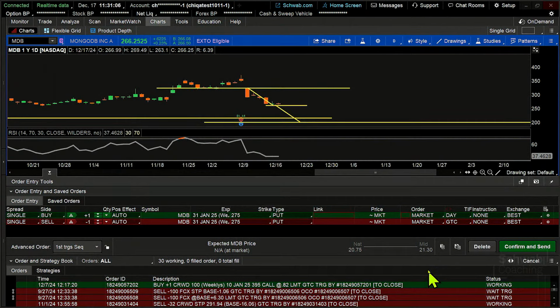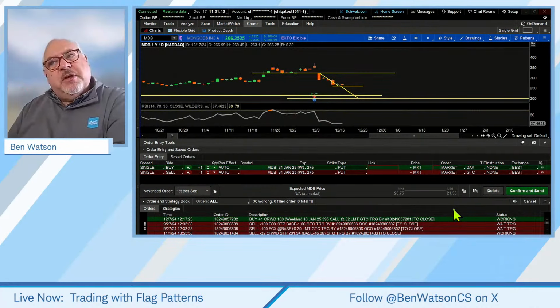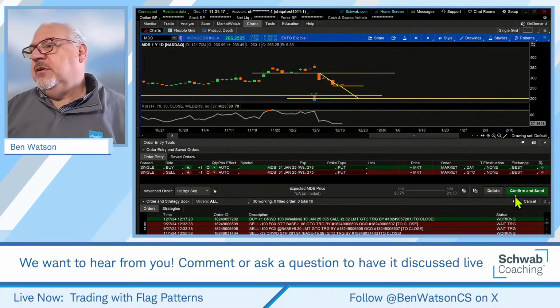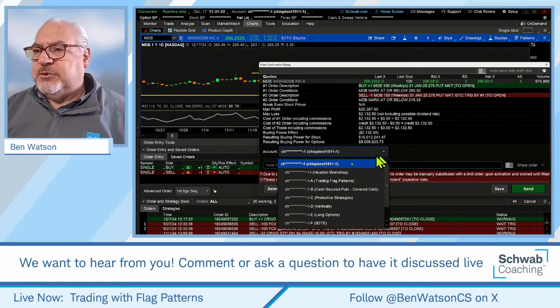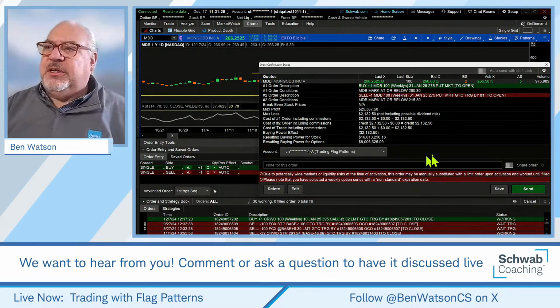And what we've built here is a conditional order that gets us in if we get the close below the low of the high day, and gets us out at the target. And we're going to click on confirm and send. We're going to read through this order and make sure that that's what we want. We're going to click on trading flag patterns. That's the group we're going to put it into.